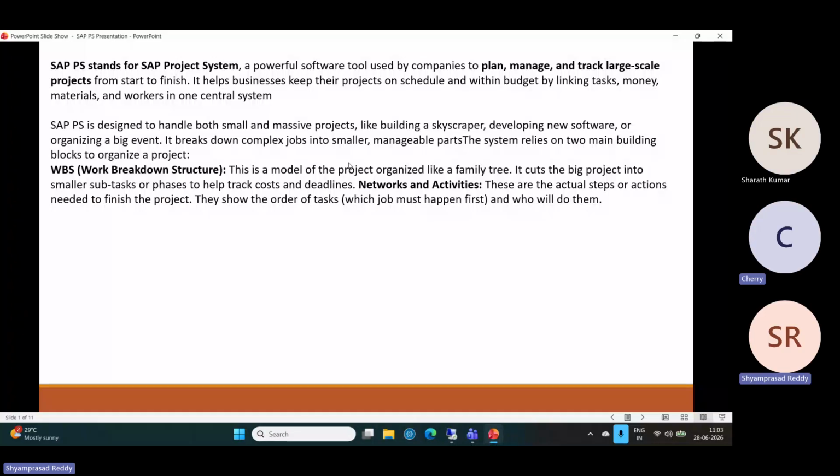What is a project system? It is used to plan, manage, and track large-scale projects from start to finish.